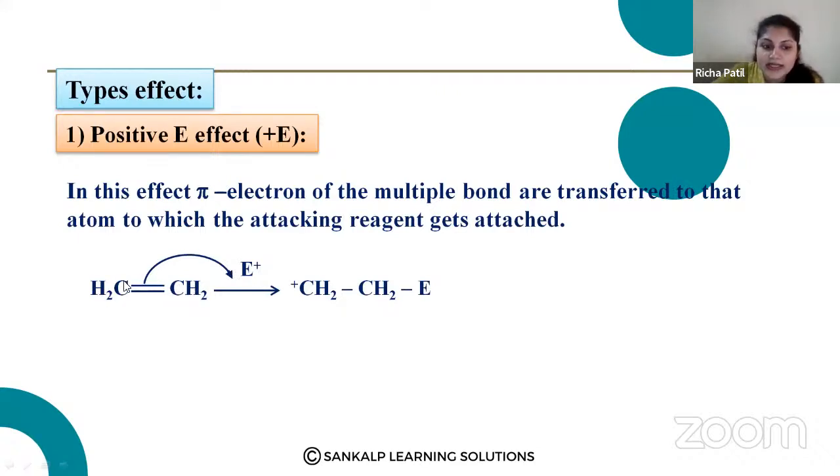Here you can see CH2 double bond CH2. The pi bond attacks the attacking reagent, which is an electrophile. So your electrophile gets attached at the CH2. So this is the positive E effect. Whenever you have a pi bond, that is highly nucleophilic in nature, so it will attack your electrophile. This is positive E effect.